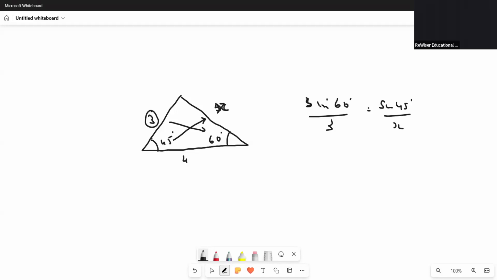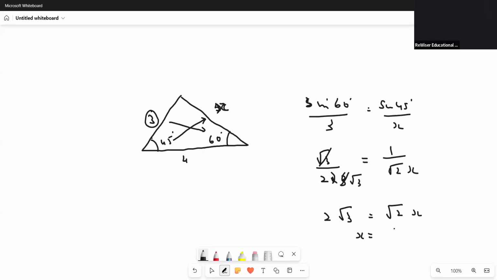So now we can put the value. So that's root 3 by 2 into 3, and that is equal to sine 45 degrees, that means 1 by root 2 x. So that means this gets cancelled. So basically we got 2 root 3 is equal to root 2 x. So in that case, the value of x that we got is equal to root 6.